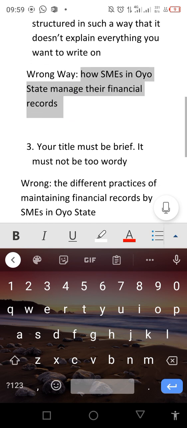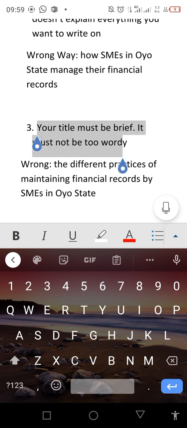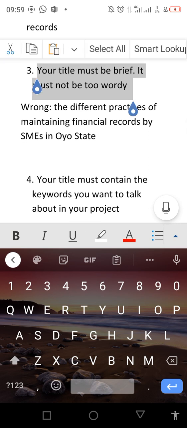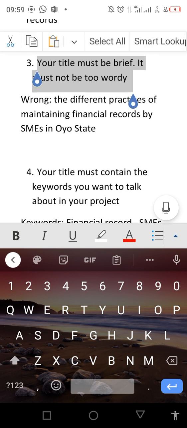Then number 3, the thing we need to look out for while structuring our research title is that it must be brief. The title we are trying to structure must be brief. It must not be too wordy. Go straight to the point. Let it be concise. We don't need to dance around the bush.